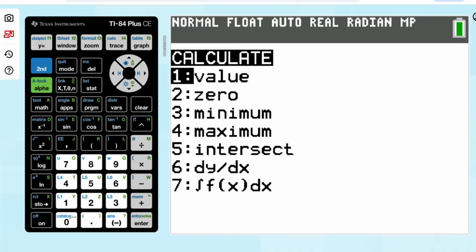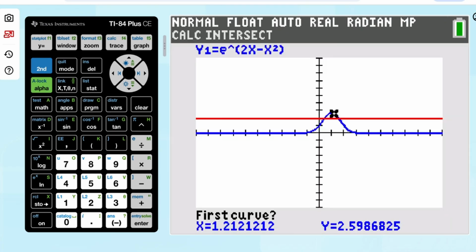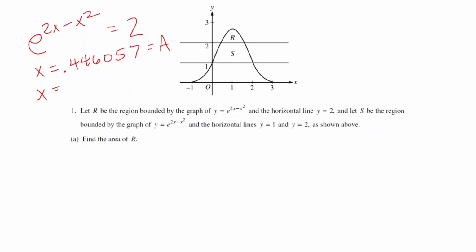So to find the other one, we'll hit second trace, option 5 again, intersect. Go close to that second intersection point, hit enter. Go just past it, hit enter. Hit enter a third time, and you get 1.553943. And I'll call that B.